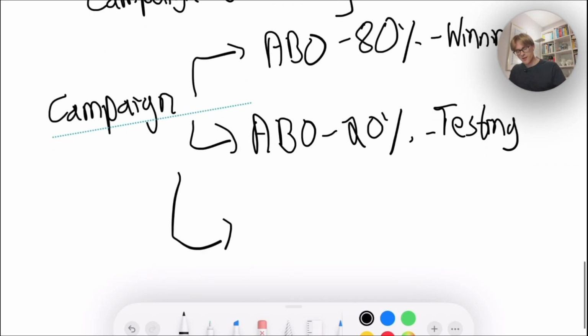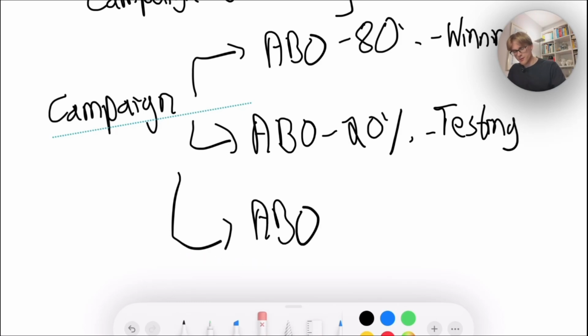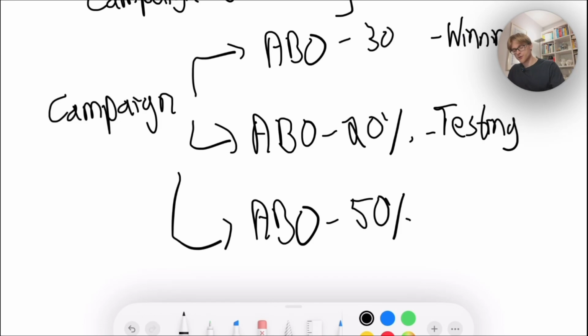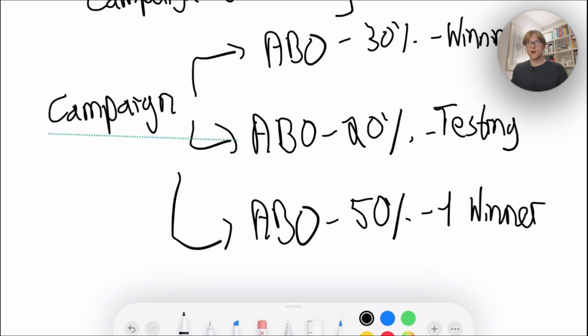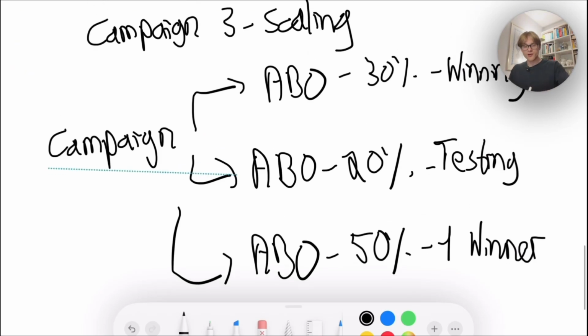So you could have something like 3 ABOs, okay? And then you could do something like 50% on this one and 30% on this one. And this is the one winner. So you have one winning ad and you want to make this one winning ad get all the spend, okay? Or you simply put it in the same campaign.